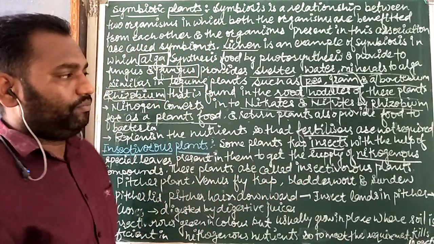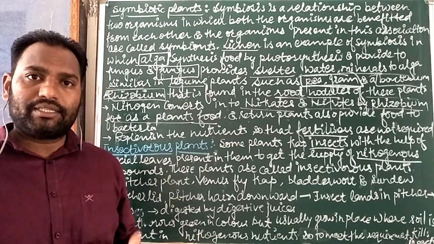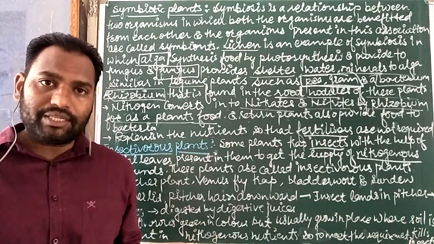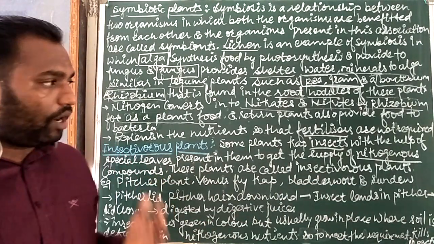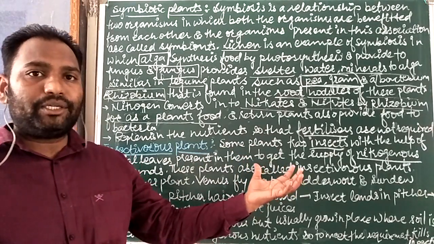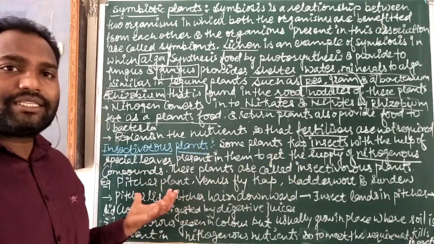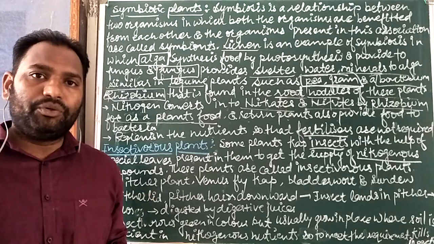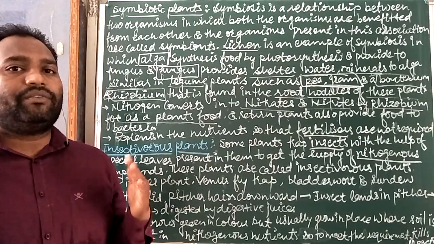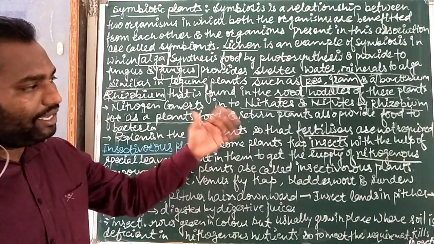So it means to kill the insects. Some plants are known as insectivorous, and for what? To supply and replenish their nitrogenous compounds. It means they need nutrients like nitrogenous compounds, and they fulfill the requirement by killing the insects.